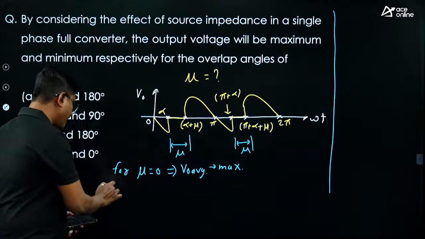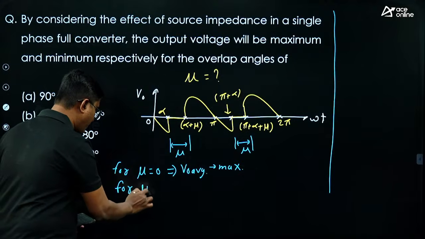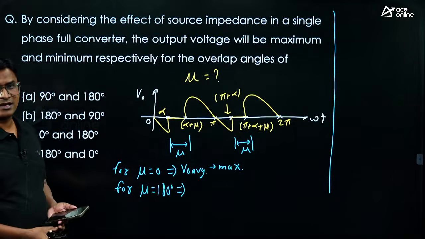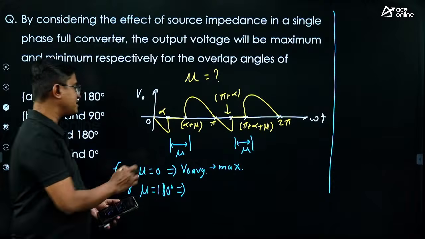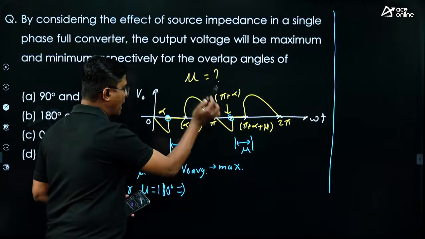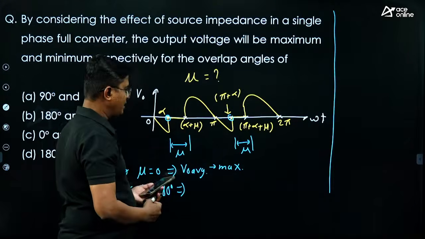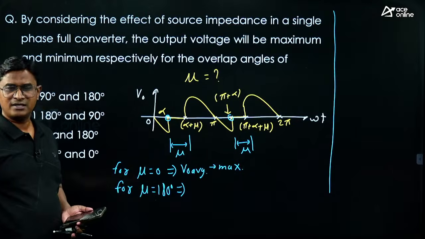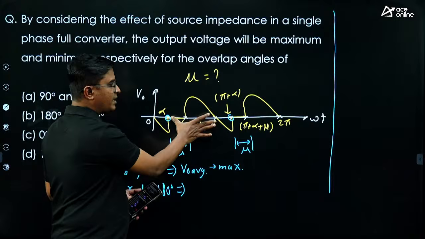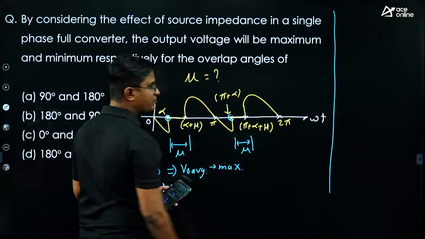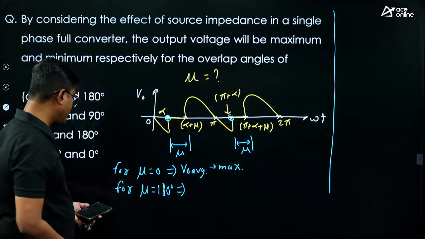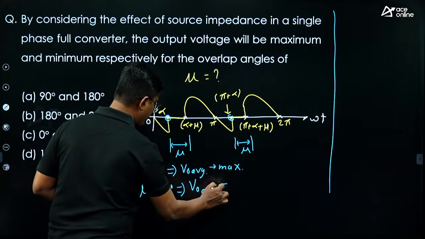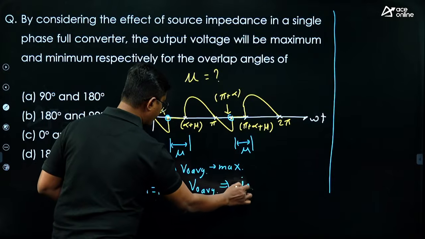And for mu equal to 180 degree, the overlap angle mu will be present from alpha to pi plus alpha. During this entire region my mu will be present. If mu is present, my output voltage will be 0 during this entire region, and the same will happen after this point also. So your output voltage will be 0 when mu equal to 180 degree. It is a minimum, that is 0.